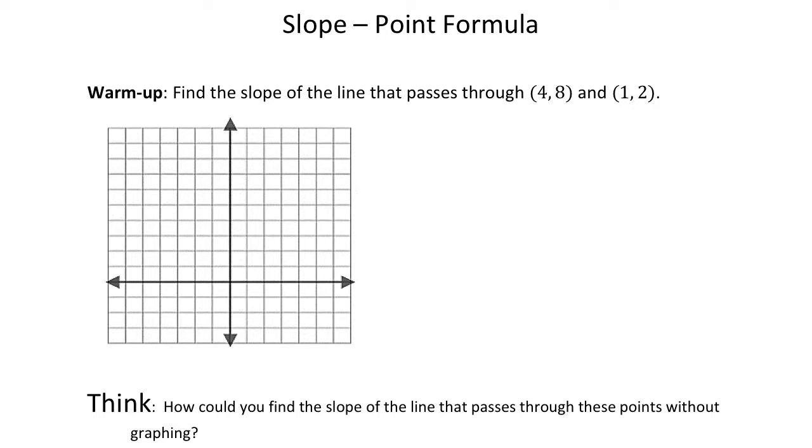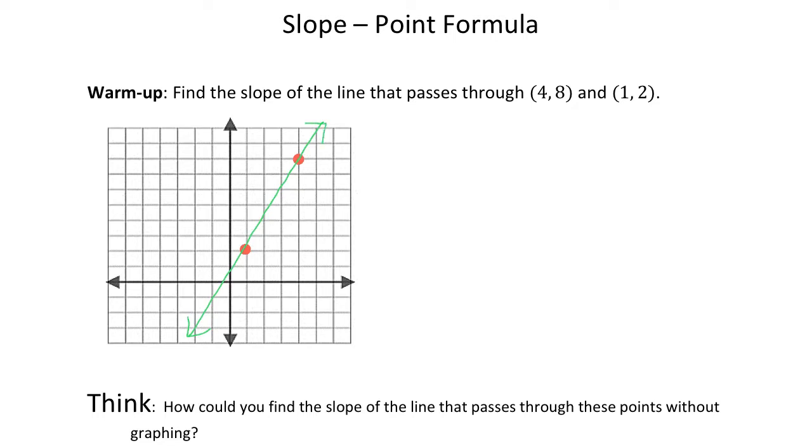Based on what we know so far, we probably all went to this graph right here, or this grid, and plotted the 2 points. So (4, 8): 2, 3, 4, 5, 6, 7, 8 would be right there. And then (1, 2) would be right there. And then we could go ahead and draw a line that goes through those 2 points, and you would use a ruler. It would look something like this.